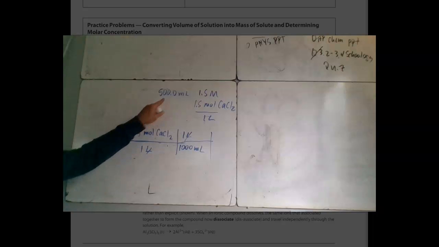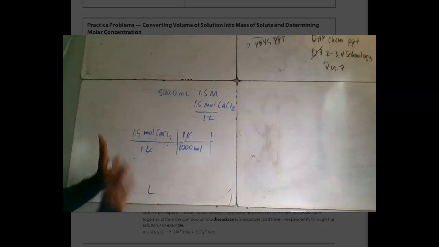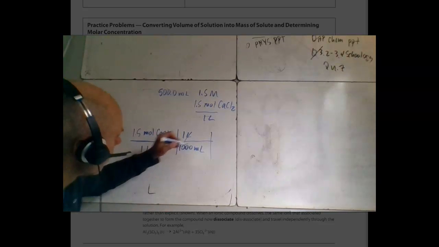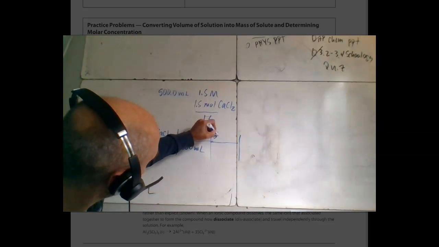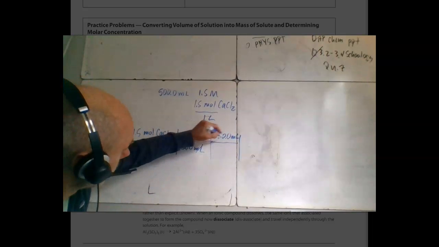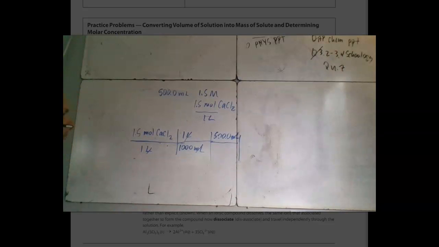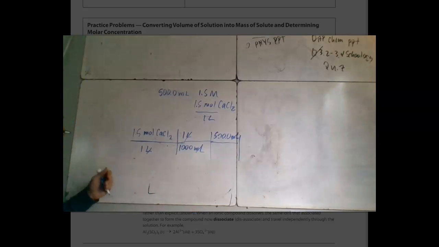The other option is I could have just converted 500 milliliters to liters by, in my head, dividing by 1,000 and just used 0.5 liters. But we'll let the dimensional analysis work that out. So the next thing I'm going to do is put my volume here, 500.0 milliliters. And that canceled milliliters, leaving me with moles. So what I have here, represented through dimensional analysis, is the number of moles of calcium chloride that there would be in a 500 milliliter solution.